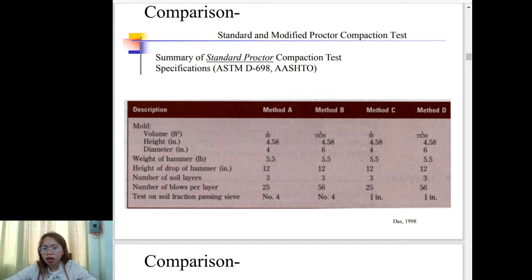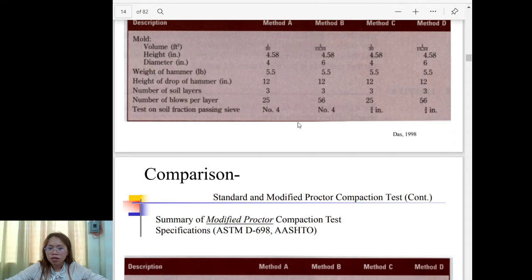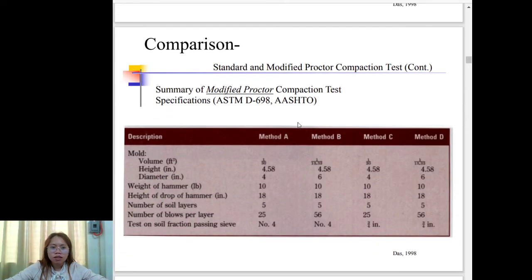For example, method A, the soil should pass the number 4 sieve. If it is retained on number 4, then it is not the soil to be used. So, that is it. This is the summary of the modified Proctor compaction test.